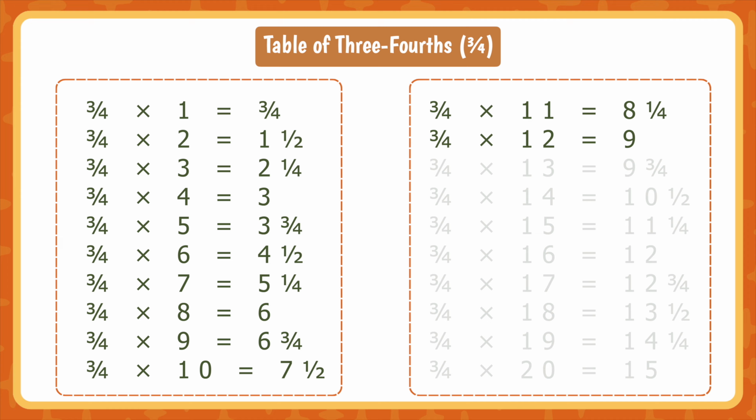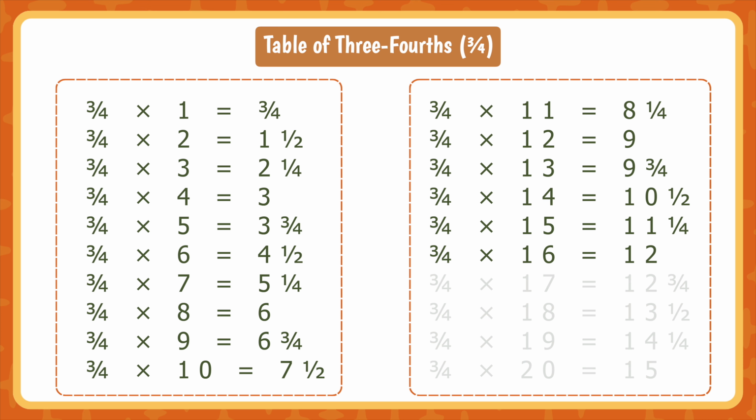3 quarters times 12 is equal to 9. 3 quarters times 13 is equal to 9 and 3 quarters. 3 quarters times 14 is equal to 10 and a half. 3 quarters times 15 is equal to 11 and a quarter.